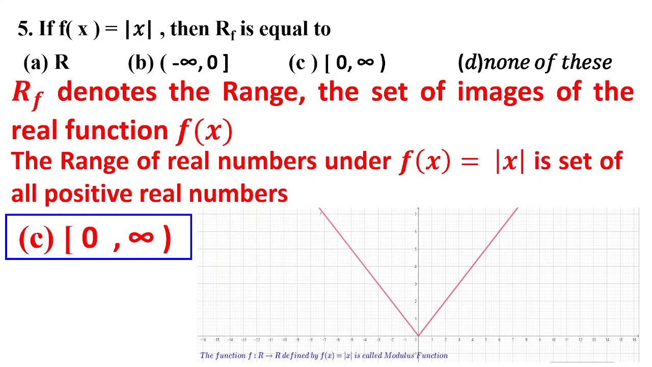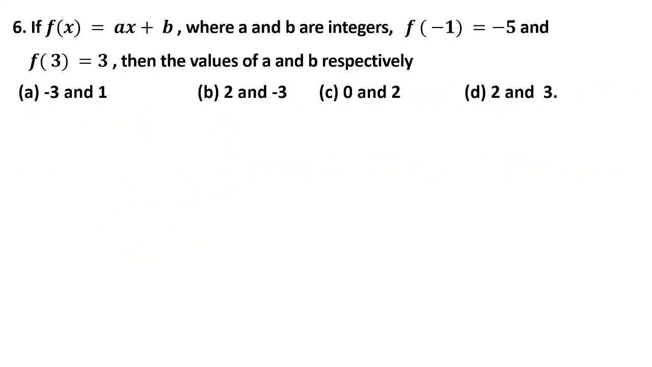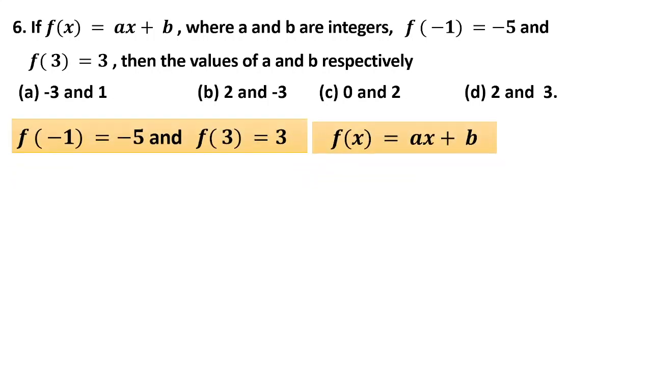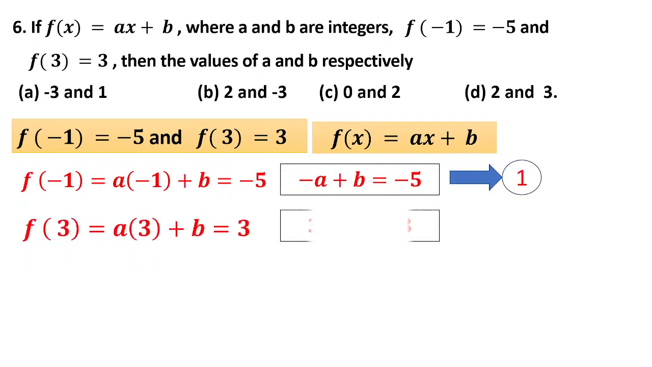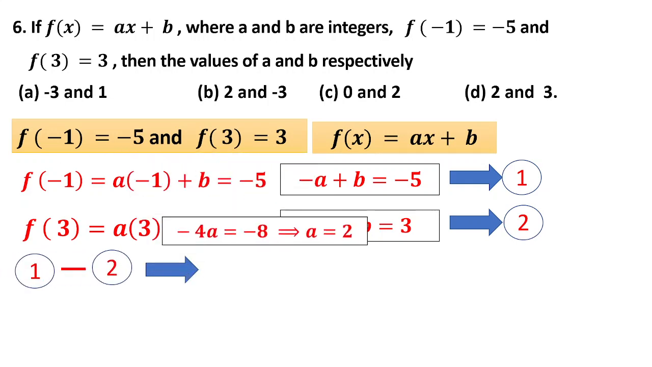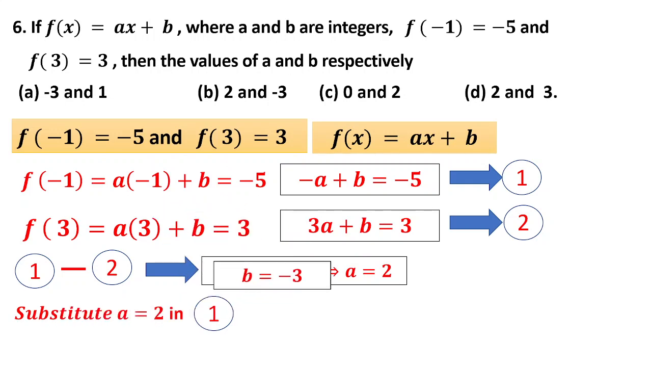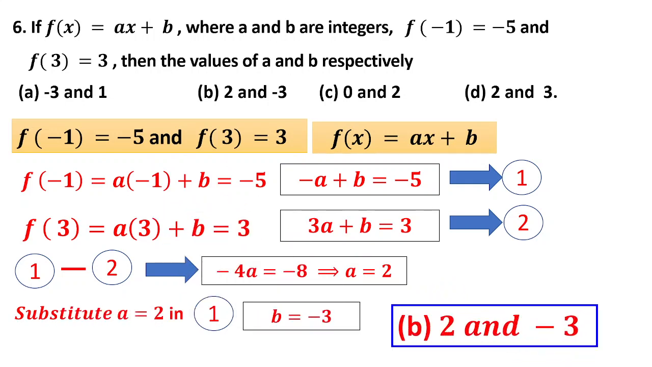Now f of x is equal to ax plus b where a and b are integers, and f of minus 1 is minus 5 and f of 3 is 3, then we find the values of a and b. We have been given f of x and the functional values are given. Let us use them. f of minus 1 gives minus a plus b is equal to minus 5. We are calling it equation 1. And we are using f of 3 is equal to 3. We are getting another equation, 3a plus b is equal to 3. Two equations in two variables. Solve it. You will get a is equal to 2 and b is equal to minus 3. Therefore the answer is B, 2 and minus 3.